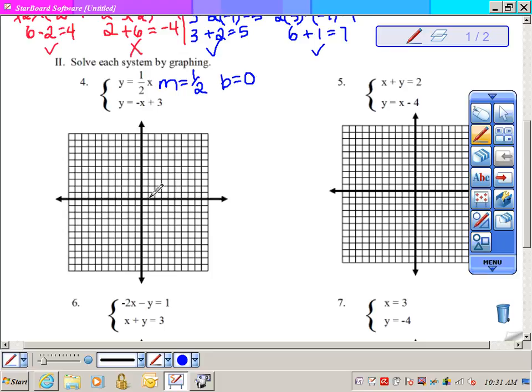So if my y-intercept is 0, where do I start? At the origin. Good. 0, 0. From there, what do I do? Very good. Rise 1, run 2. I want you to put as many points as you can on that graph.